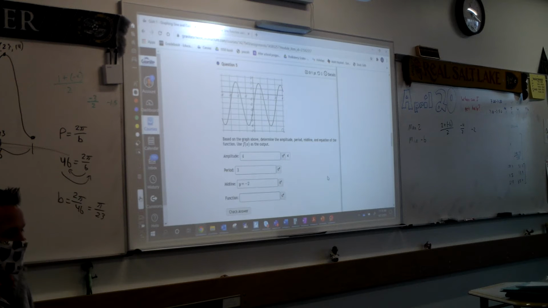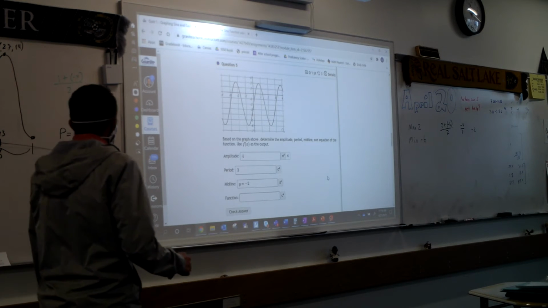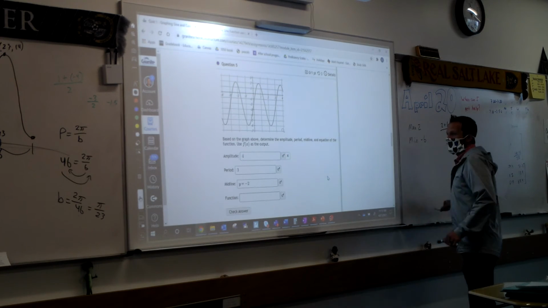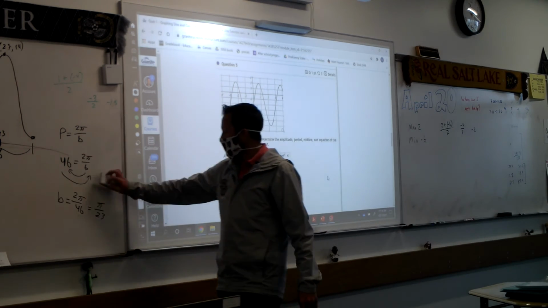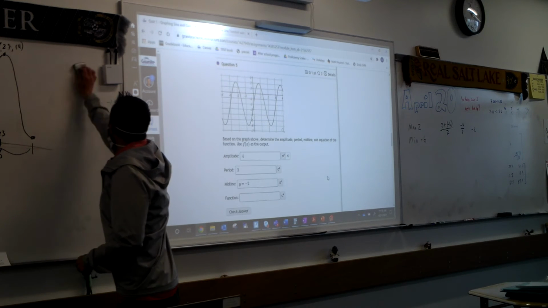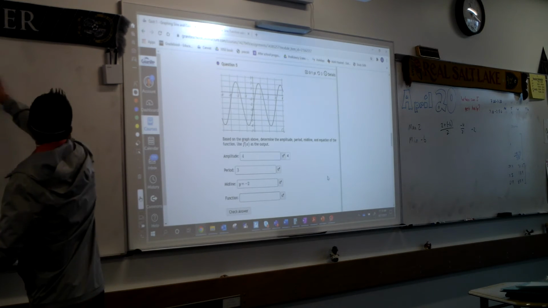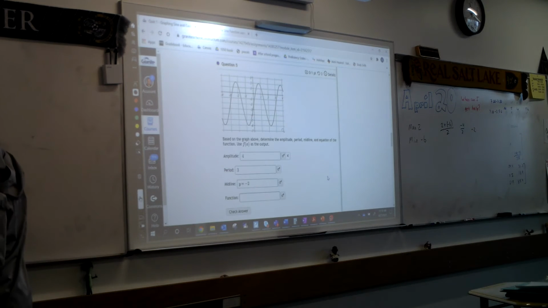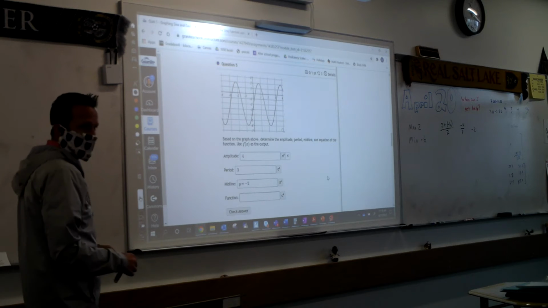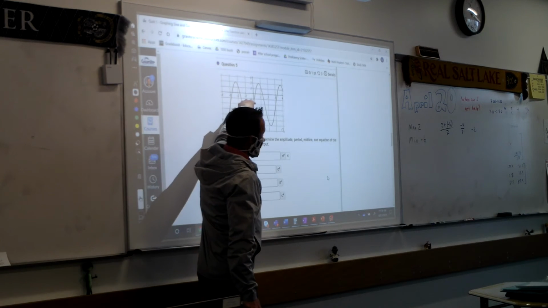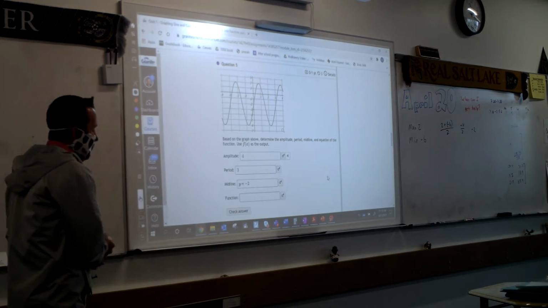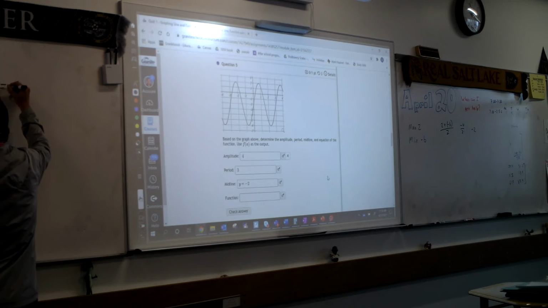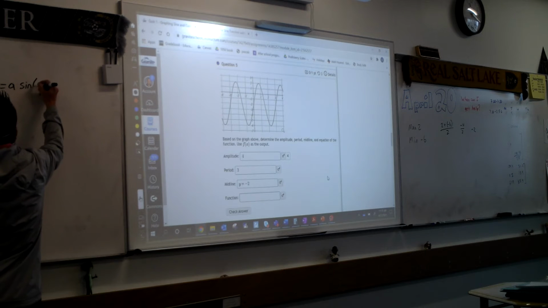Now let's put that into the equation. Does that mean I'm going to put 3 into the equation? No, because we're going to use period is 2 pi over b. So let's first figure out b, and then we'll go from there. By the way, is this a sine or is it a cosine? Why is it sine? It starts at the midline, right? So if it starts at the midline, it's sine. If it starts at a maximum value, it's cosine. So, this is what it looks like, generally speaking.